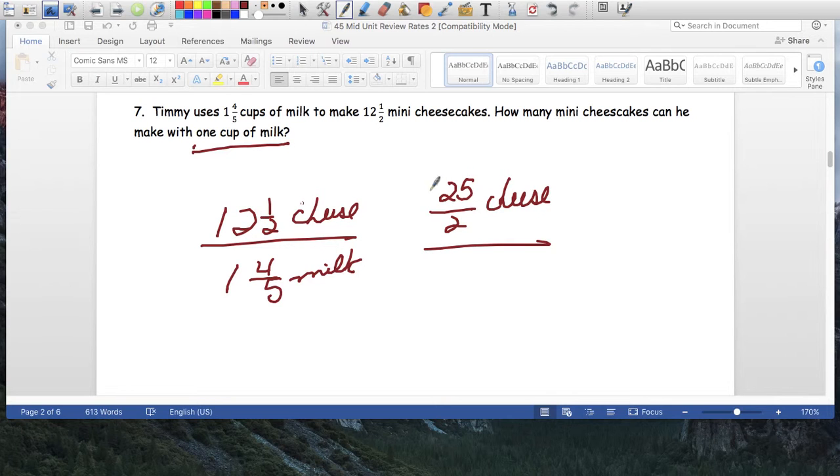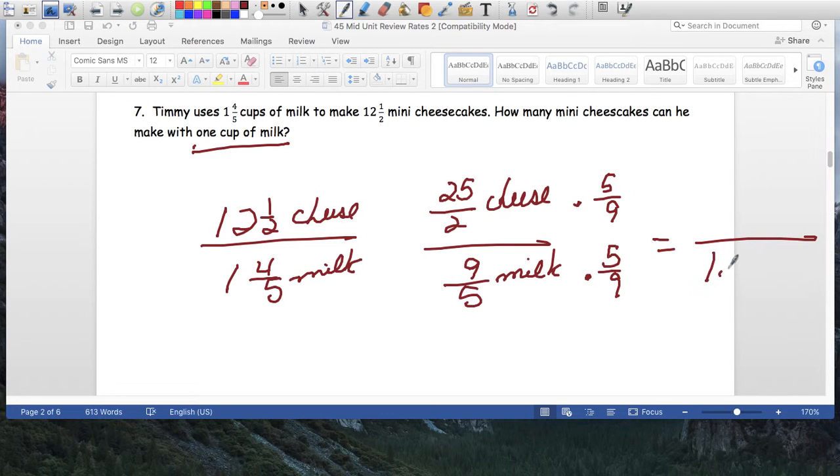Times, now ahora I can times 5/9, this one queda un vaso de leche, 1 glass of milk. Right? Cross, cross, cross, cross. Over here I want to multiply. Quiero multiplicar 25 por 5, que es 125. Y 2 por 9 es 18. Or 18 entre 125, ¿cuántas veces? 18 times 6 equals 108.